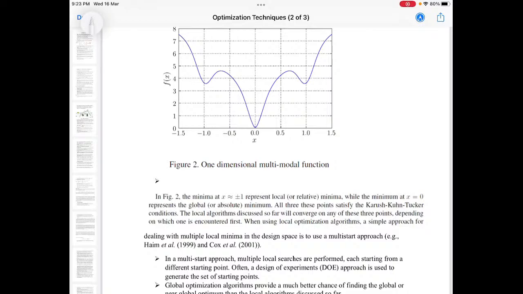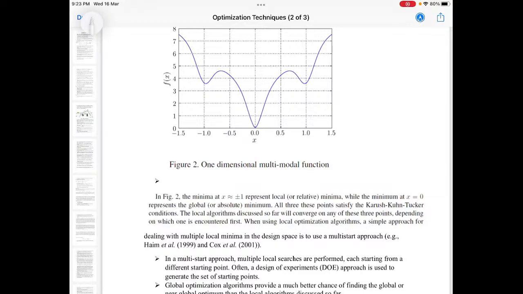So here the local algorithms discussed so far will converge on any of these 3 points, that is here, here or here, depending on which one is encountered first. And when using a local optimization algorithm, a simple approach for dealing with the multiple local minima in the design space is to use the multi-start approach.